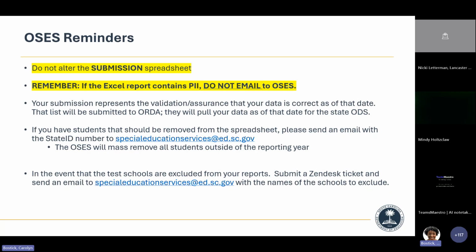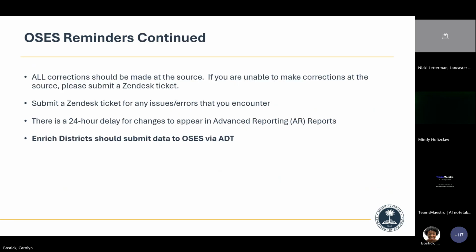Okay. Once again, just a reminder that test schools should be excluded, but if you do have one that's showing up, let us know. You could send that to the Special Education Services email folder, as well as submitting a Zendesk ticket so that they can remove them from your reports, okay? But they need to know. They will assist, and they're very diligent about assisting. They just need to know that it needs to happen. Okay.